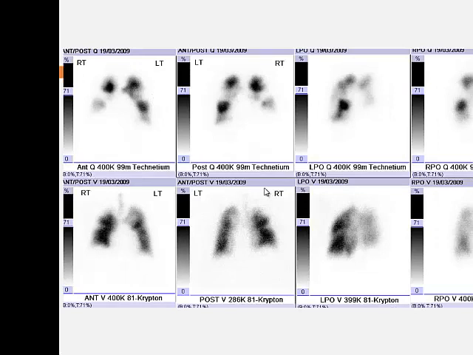Okay, another high probability. A little bit more tricky here because the ventilation's not normal. Again, what you have to do is try, in your mind's eye, to subtract the areas that are matched and compare it with the areas that are not matched. You've got to be a little bit careful also because you can get clumping of the tracer, which can also cause problems with interpretation.